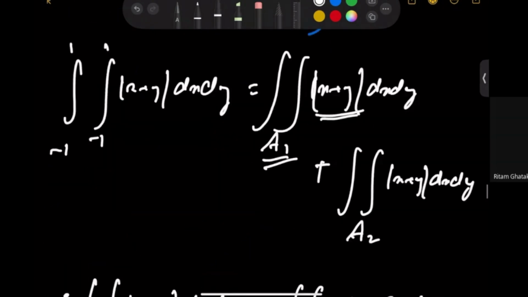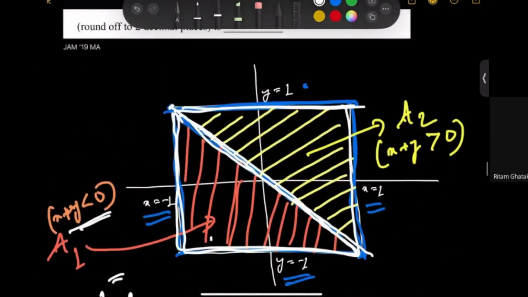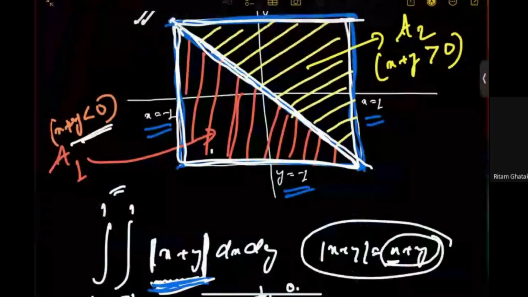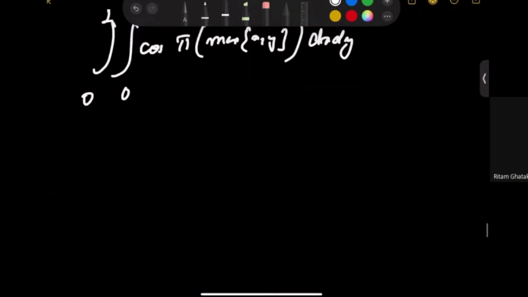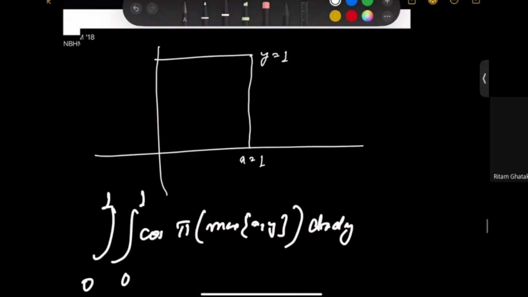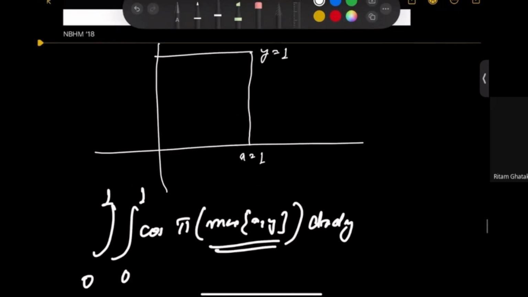Apply something similar. The idea should be something similar to this. Here it was mod x plus y. In this problem, it will be max of x and y. How would you take care of this max of x and y? Tell me, guys.